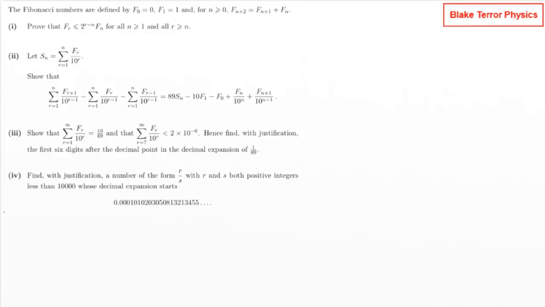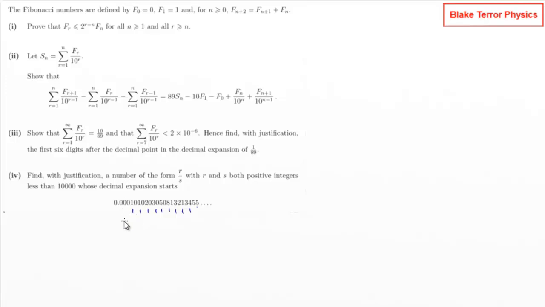Part 4. Find with justification a number in the form r/s with r and s both positive integers less than 10,000, whose decimal expansion starts like this. Right, okay, so we've got 1, 1, 2, 3, 5, 8, 13, 21, 34, 55. So we've got Fibonacci there. Everything's been pushed back further. We've doubled up the decimal places.